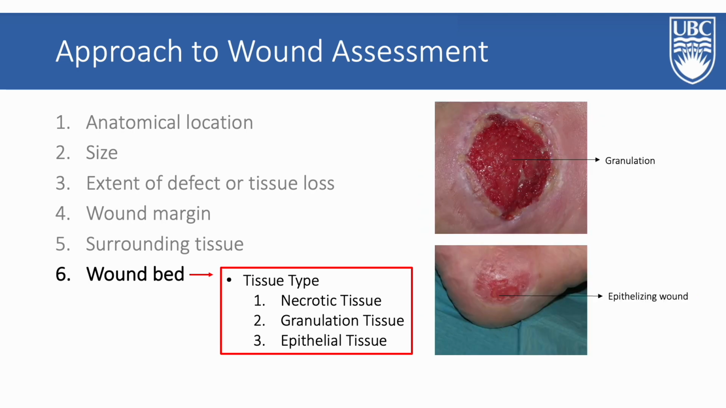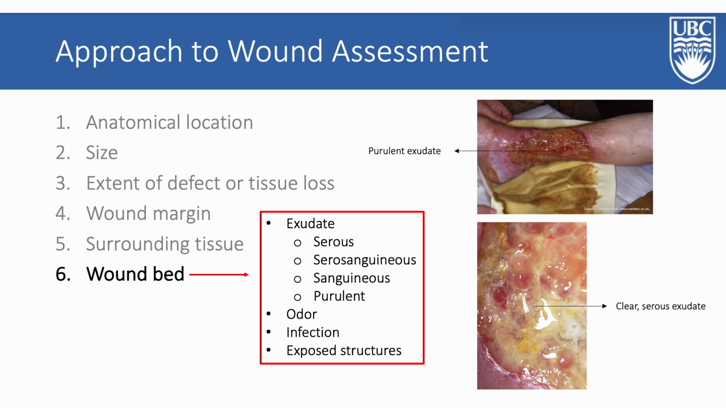Granulation tissue is new connective tissue and blood vessels that form on the surface of a wound during healing. It appears as pink or red moist tissue and is well vascularized. Epithelial tissue appears on top of granulation tissue and appears as pink or white. The wound may have exudate or drainage.